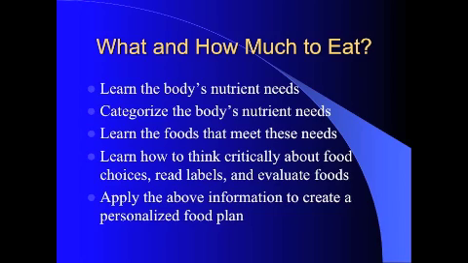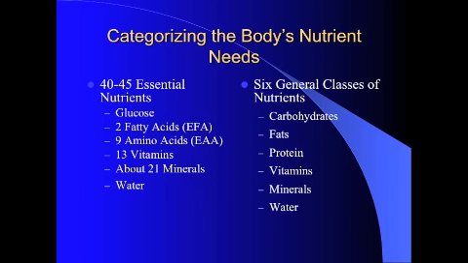In order for a person to go about learning what and how much to eat, first one would learn the body's nutrient needs and next categorize those needs, then learn the foods to meet those needs. Additionally, if one learns how to think critically about food choices, read labels, and evaluate foods, then he or she is ready to apply all of this information to create a personalized food plan. Let's start with categorizing the body's nutrient needs.